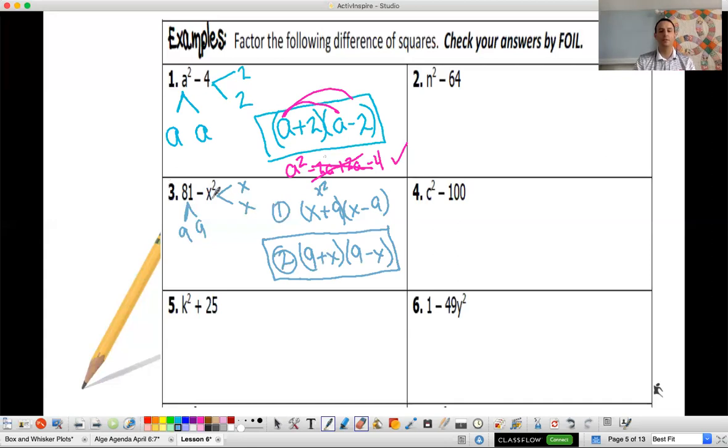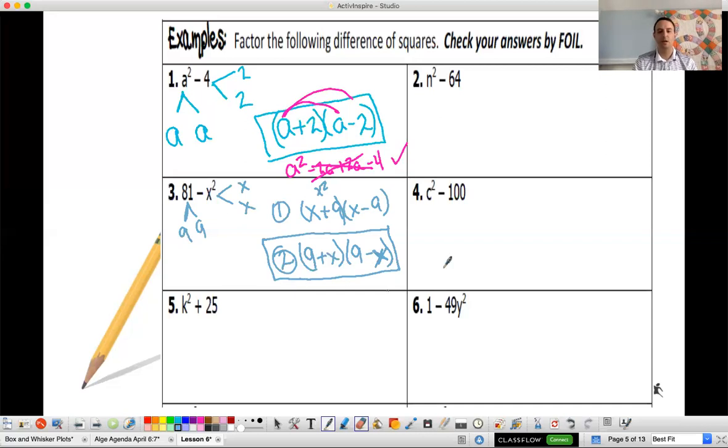The 9 is first. And to get the negative x squared, you have to have a negative multiplying with a positive right here. So make sure, if it's written in this direction, keep them in the same process, keep them in the same location to get the same answer back.